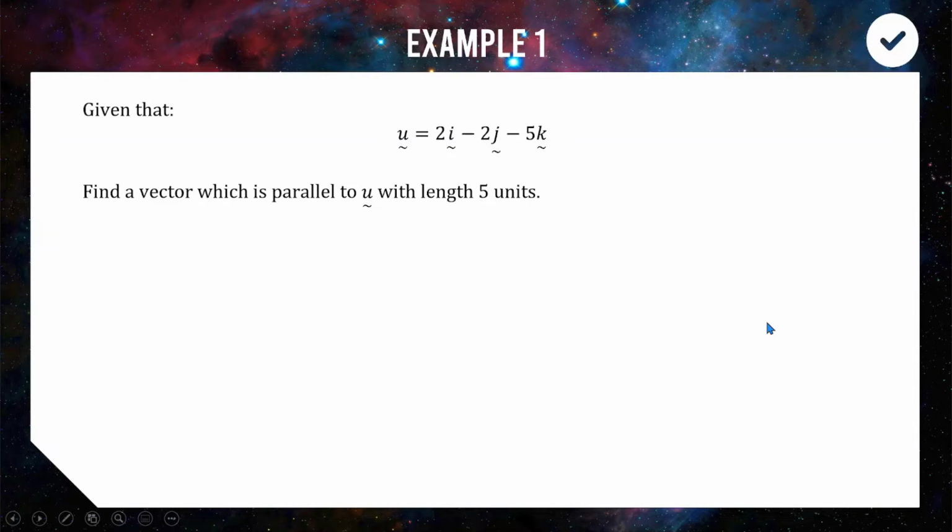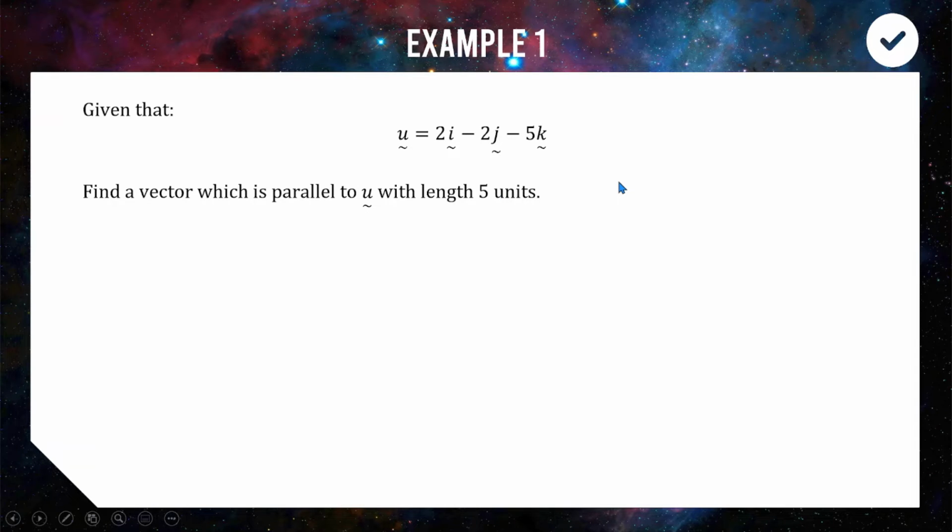Okay, for our first example, we want to find a vector which is parallel to this vector u, but we want it to have a length of 5 units. Okay, a vector in the same direction as this, but with a length of 5. For this first one, the easiest way to handle it is to turn u into a unit vector, which means we're going to give it length 1. If we can find a unit vector which is parallel to u, all we need to do is multiply that by 5, and its length will go from 1 to 5, and then we've answered the question.